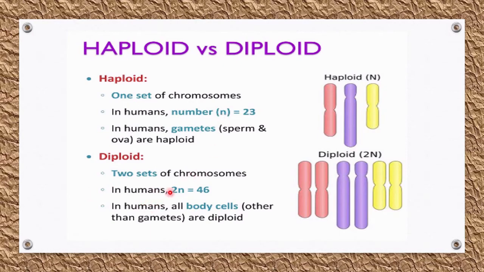Here the diploid number of chromosomes will be 46, or we can say 23 pairs. Each chromosome will be in a pair. Such a condition is called diploid. In humans, all body cells other than the sperm cells and ovum, that is, other than the gametes, are diploid. So during meiosis, what happens? These diploid cells will convert into haploid cells. The conversion of a diploid cell into a haploid cell is called meiosis.